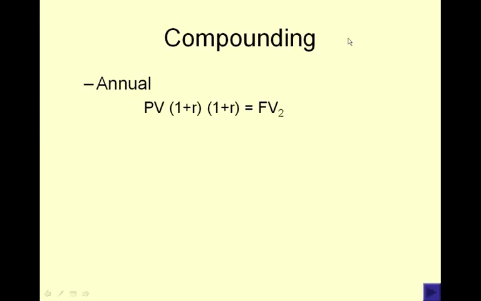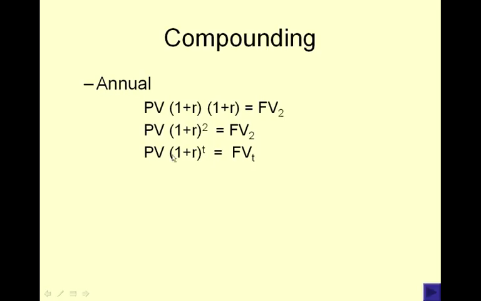So we'll have a future value at the end of 2 years, which is equal to the original amount invested times 1 plus R times 1 plus R again. That expression can be rewritten as the future value at the end of 2 years is equal to the present value times 1 plus R raised to the power of 2. Now we can generalize that expression for 2 years into an expression for an unlimited number of years, so that the future value at the end of T years is going to be equal to the present value times 1 plus R raised to the power of T.